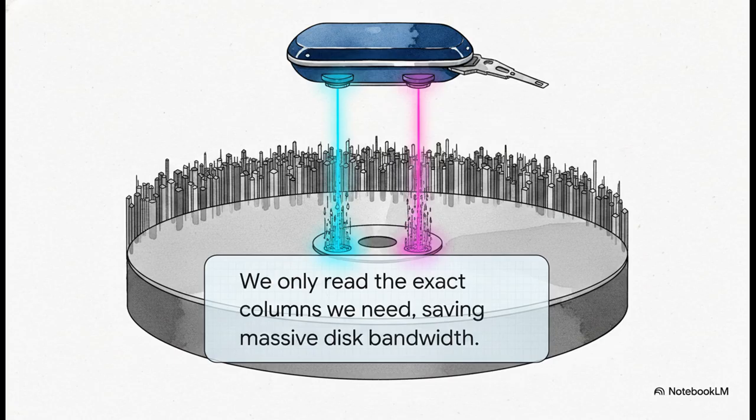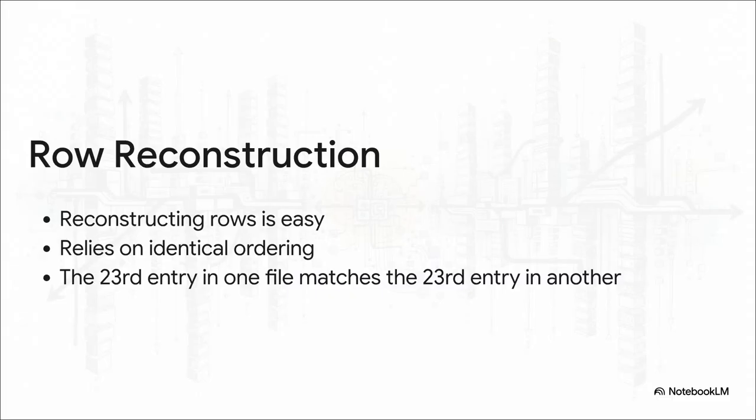We only read the exact columns we need. If our query only requires the quantity and net_price columns, the storage engine only bothers to read those 2 specific files from the disk. We completely bypass loading all that other irrelevant data, saving an incredible amount of disk I/O bandwidth. Now you might be wondering, hold on, if we separate all the columns, haven't we kind of lost the concept of a row? Actually, no. Reconstructing rows is surprisingly easy because the whole layout relies on identical ordering.